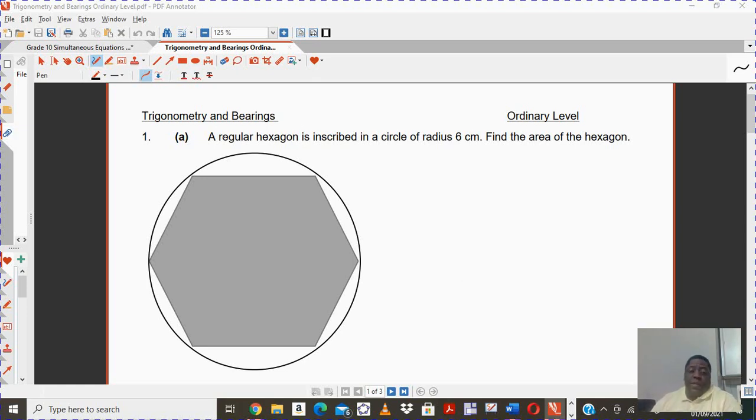I have some questions on trigonometry and bearings, and I'm going to get right to the first one. It says, a regular hexagon is inscribed in a circle, and the circle has a radius of 6 centimeters. You are required to find the area of the hexagon.